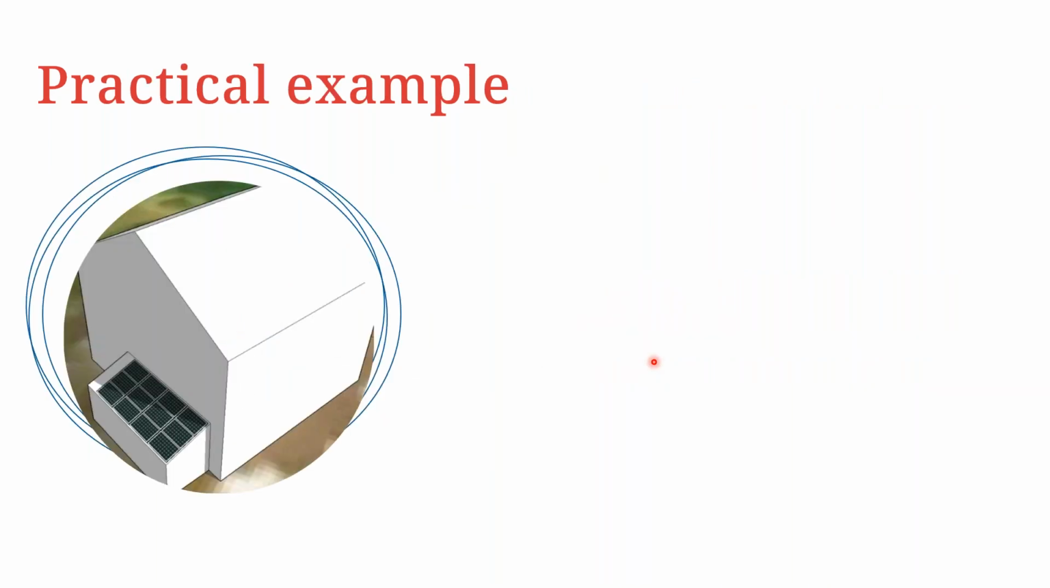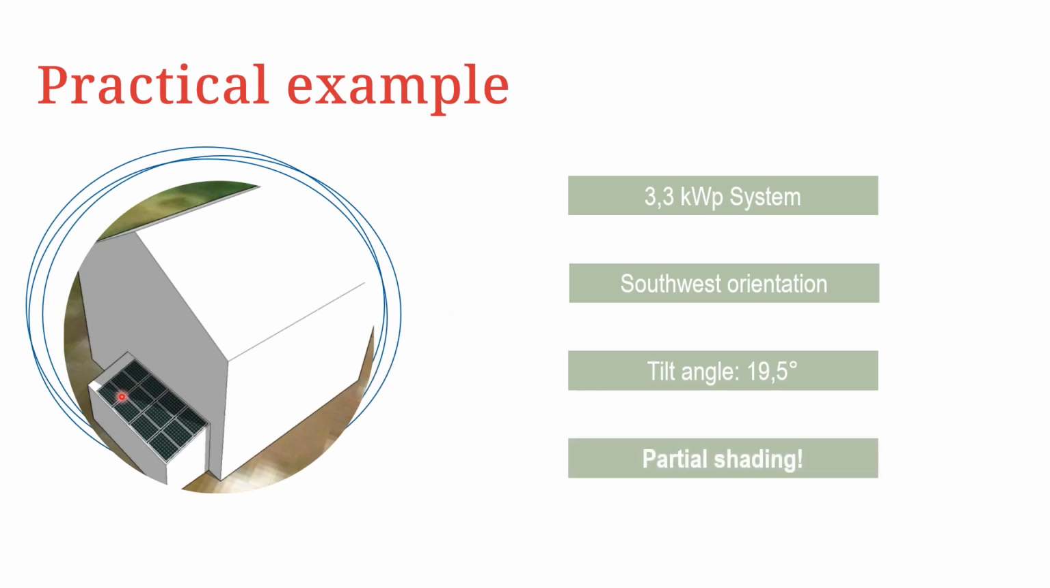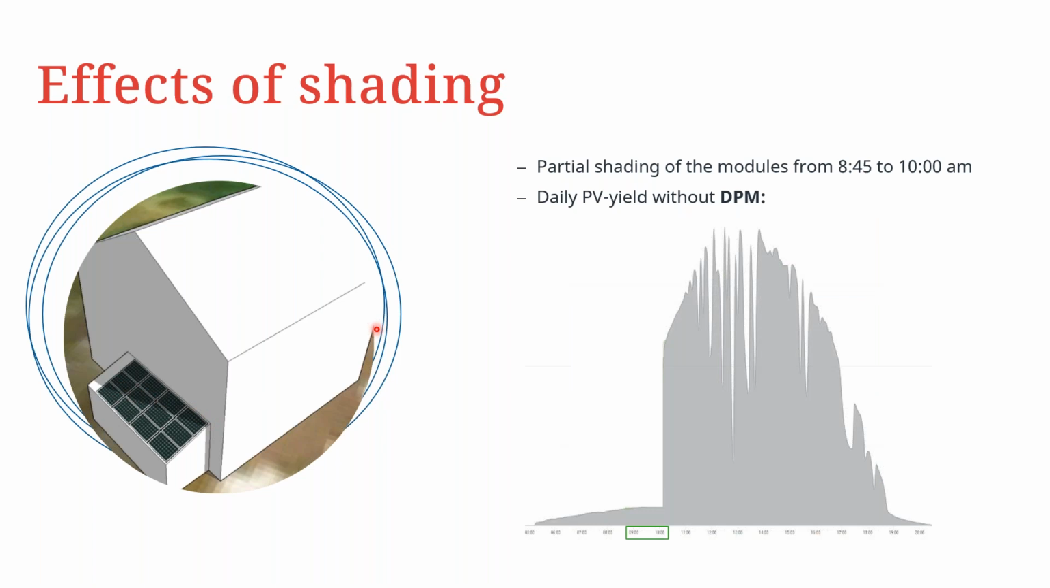So just to give you a practical example of what this would mean, we have a 3.3 kilowatt peak system. The orientation is southwest with a tilt angle of 19.5 degrees. As we can see from this illustration, we have a bit of shading, so almost half of this array is shaded. So what would the effect of this shading be? The shading is happening from around 8:45 in the morning to about 10 a.m.